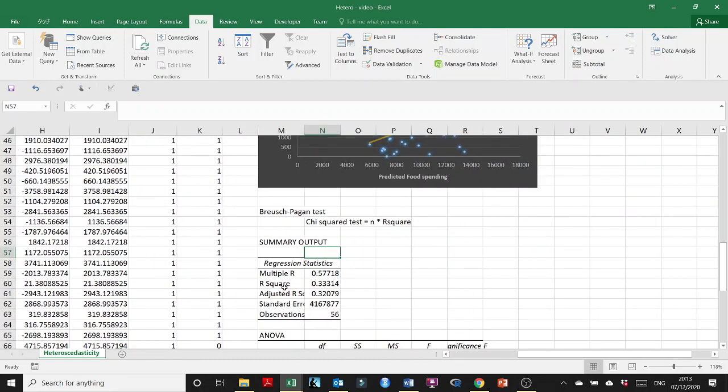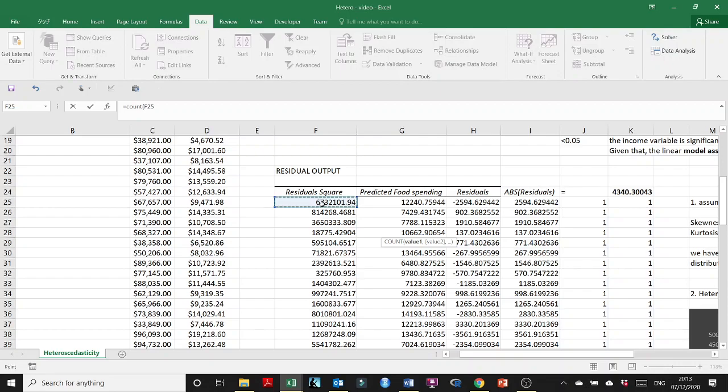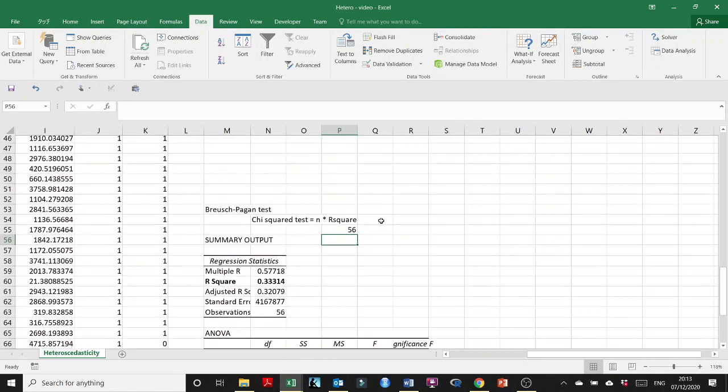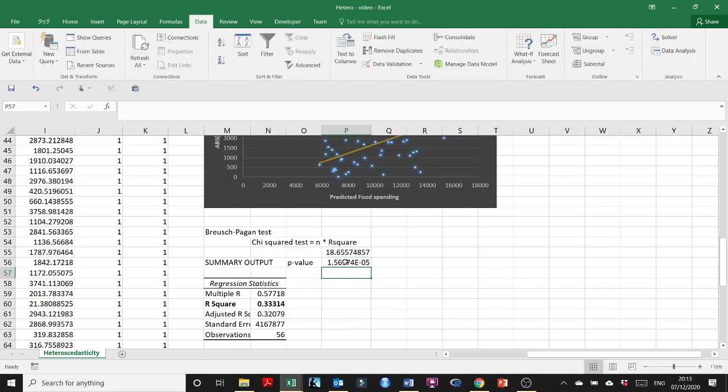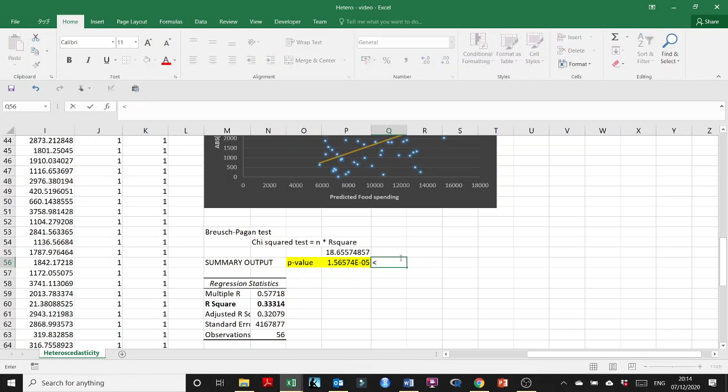So now let's find the value with the R square, which is equal to the count, the total number of values here. It's 56, I know it's 56, but let's just make sure there is no room for error. So we have 56 as the total number of observations, and we multiply it by the R square, and then we need to find the p-value. The p-value here will be equal to the chi-square distribution RT. We take this value and the degree of freedom. Degree of freedom is the number of independent variables, and it's only one. So in this case, as you can see, guys, it is less than 0.05.